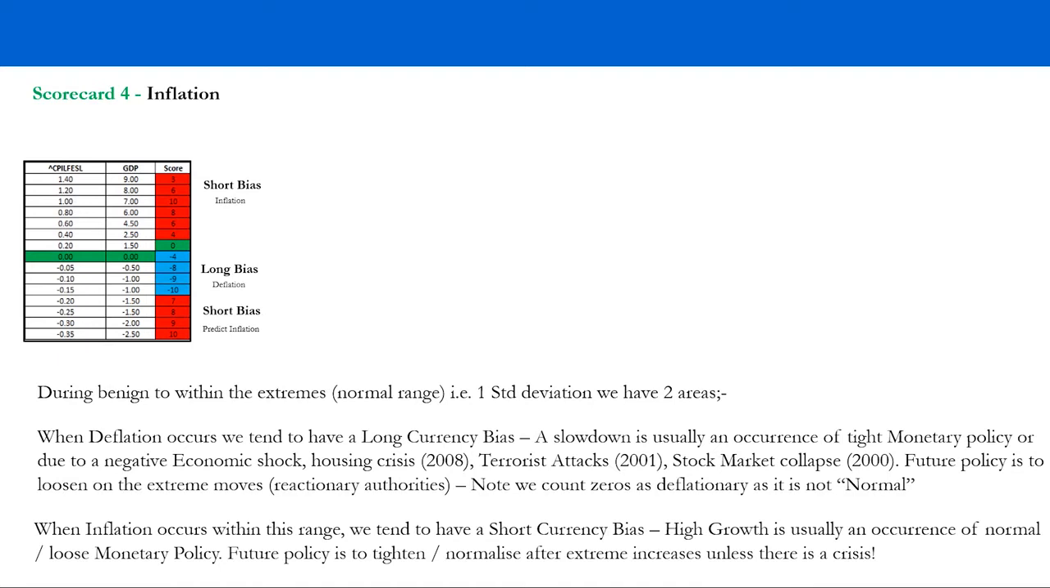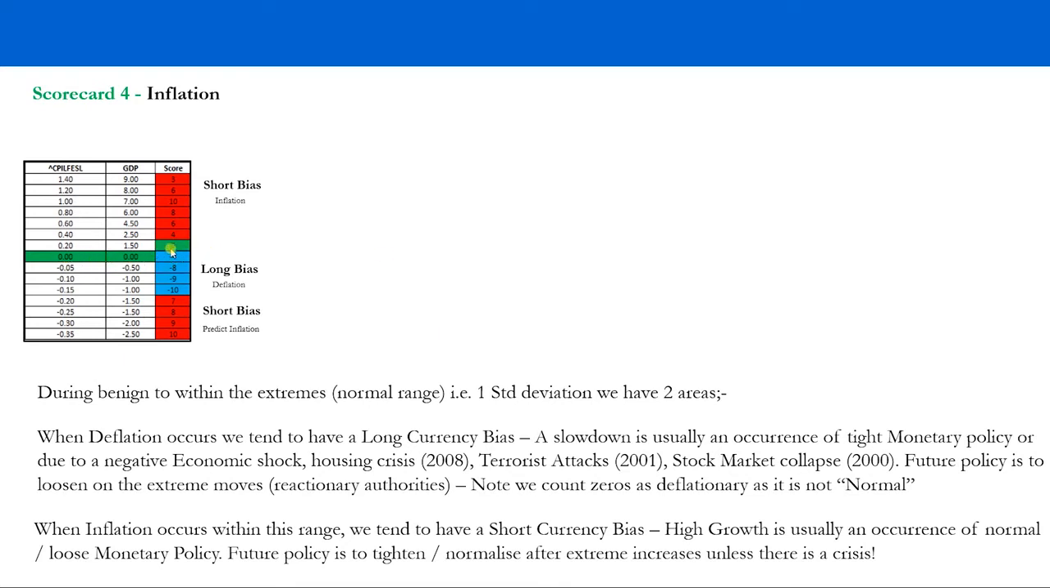And future policy, if deflation gets out of control, is to loosen on the extreme moves. So, for example, when we go out of the bound of minus 0.15% and we start to get to these numbers, it's pretty extreme in terms of deflation when compared to history. And we're starting to get indications of negative GDP of below minus 1%. These are the extreme cases in which we know that the Fed is going to act and do whatever it takes. So again, just note how this works on the scale.